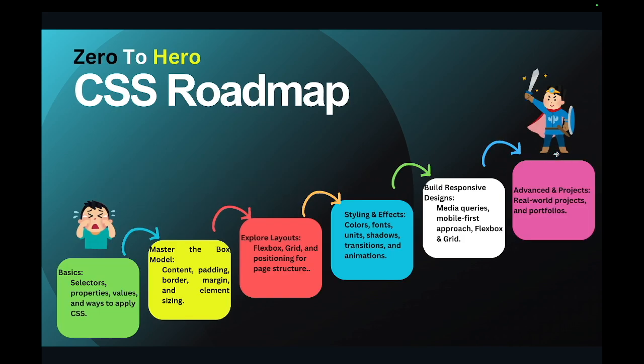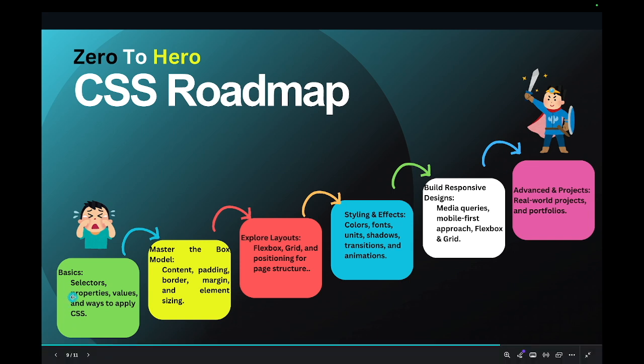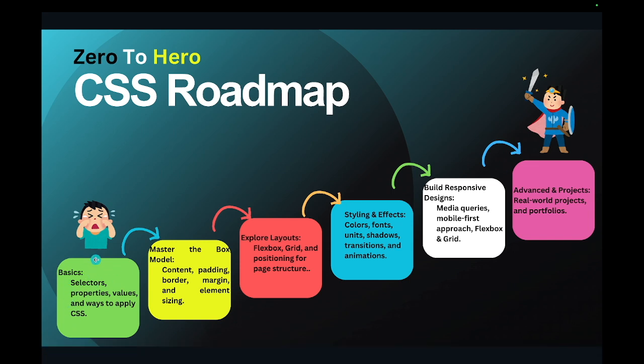So here is the zero to hero CSS roadmap. First of all, you always have to learn the basics and selectors, that is, how to select any element of an HTML document, and then apply the CSS properties. How to give CSS properties will be a question in your mind. But whenever you are a developer, Figma designs are provided to you. So by looking at the designs, you have to apply the CSS.